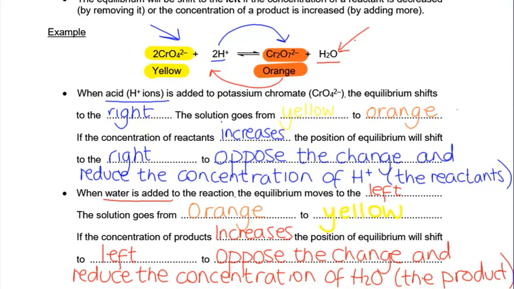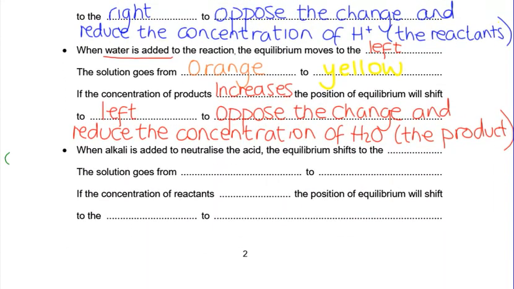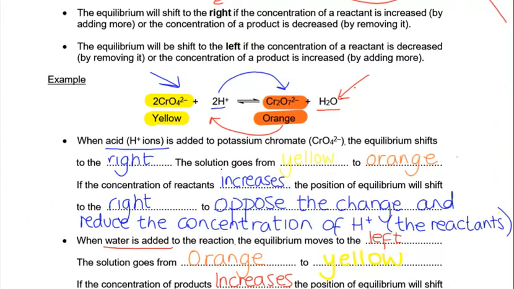When alkali is added, so let's have a look. Well, there is no alkali present. So what is alkali going to do? Alkali is OH-. Well, alkali is going to react with the H+ and turn it into water. It's going to remove the H+, because the H+ is going with the alkali. So according to Le Chatelier's, we're going to have to shift to replace it. See if you can fill in the gaps.